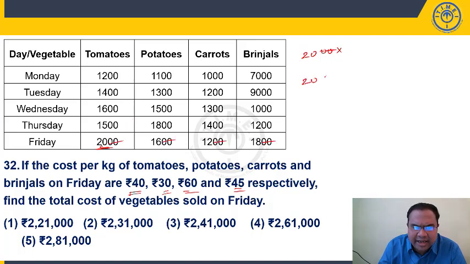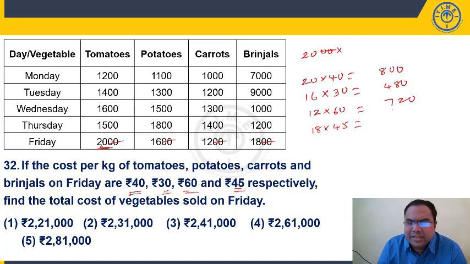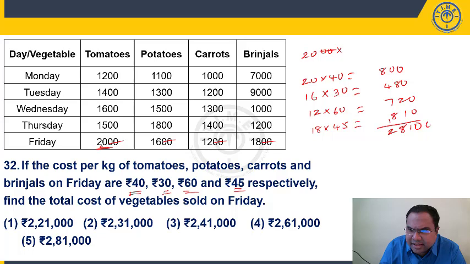We'll take 20 into price 40, that is 800. Then 16 into 30, it is 480. Then carrots, 12 into 60, 720. Then brinjals, 45 into 18 kilos, 720 plus 90, 810. So the total is 2,810. You have to put 2 zeros in the answer because you took out 2 zeros from the number of kilos. 2,81,000 rupees. It is present in choice 5.